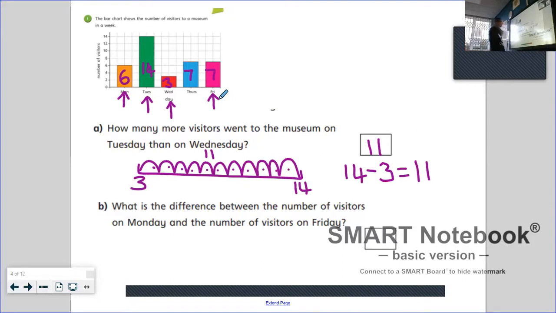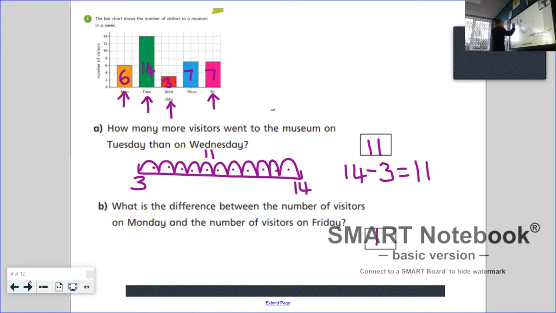What's the difference between those numbers? So what's the difference between 6 and 7? Just 1. I really shouldn't have to work that one out. I know that there is 1 between 6 and 7. The difference is 1. You could do 7 take away 6 and it gives me the answer 1.